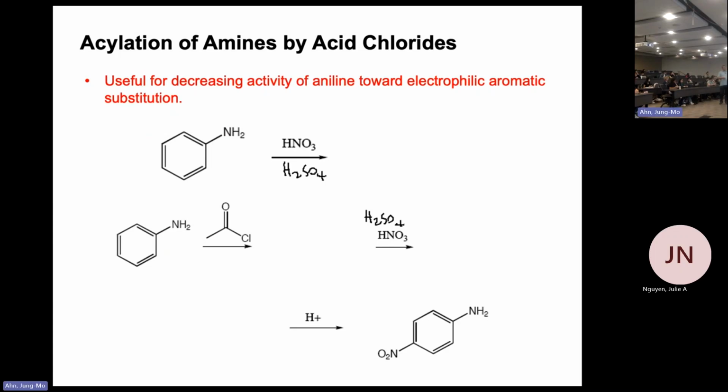Aniline is a very strong electron donating group. It's a pi donor. It's an ortho-para director. So you can imagine that due to nitration, you're thinking that, oh yeah, sure, of course, nitro is going to go to the para position. That's most likely.